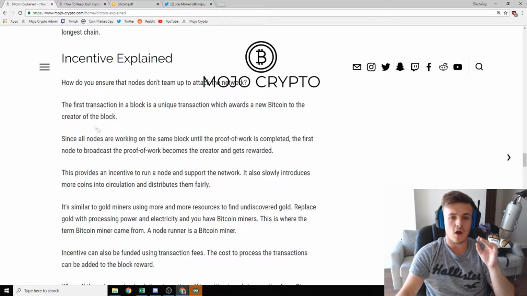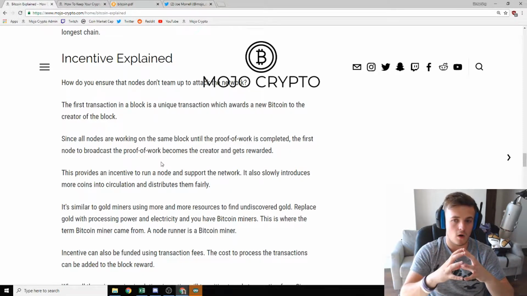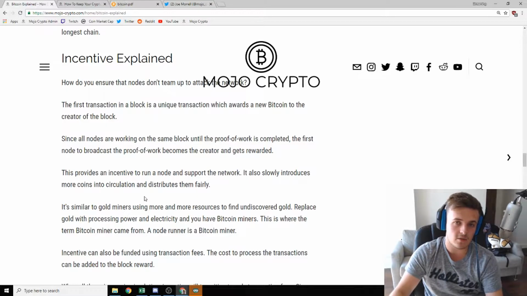So since all nodes are working on the same block until the proof of work is completed, the first node to broadcast the proof of work becomes the creator and gets rewarded. So because you've pushed out that block, you get rewarded. You solve the proof of work, you get rewarded for it. That's your incentive. That's why people do it. So this provides an incentive to run a node and support the network. It also slowly introduces more coins into circulation and distributes them fairly.